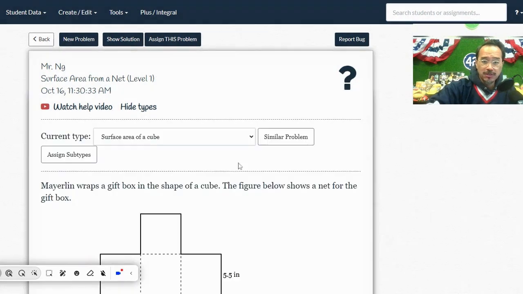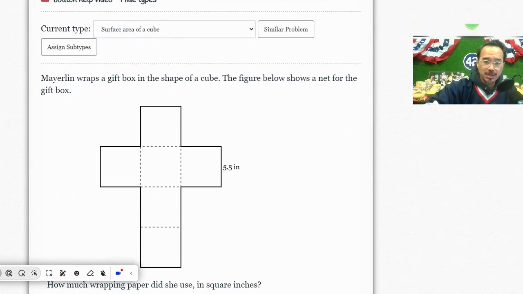Ready? Surface area of a cube. So a cube is where all the sides are squares. So that makes the math pretty easy to do, hopefully. So here we have 5.5. So this is one of the squares.